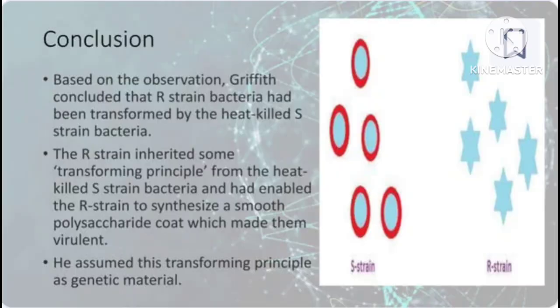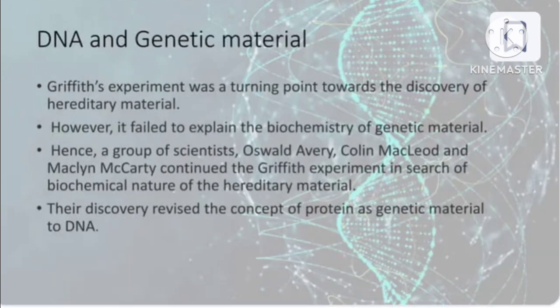Conclusion. Based on the observation, Griffith concluded that R strain bacteria had been transformed by the heat-killed S strain bacteria. The R strain inherited some transforming principle from the heat-killed S strain bacteria and this had enabled the R strain to synthesize a smooth polysaccharide coat which made them virulent. He assumed this transforming principle as genetic material.